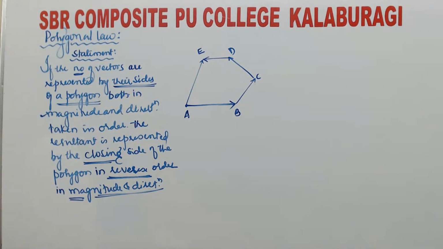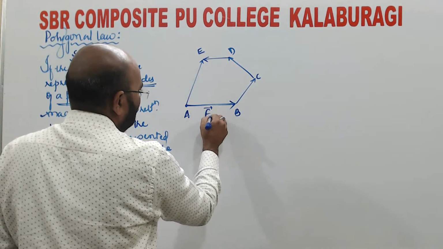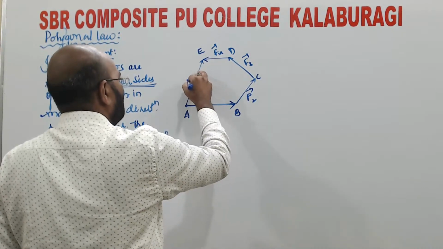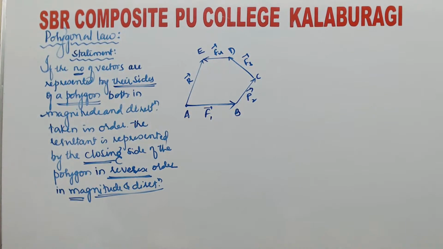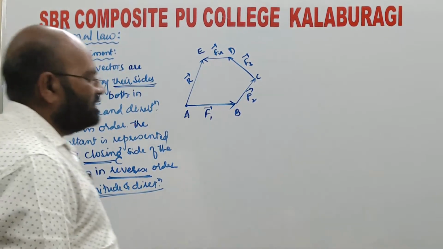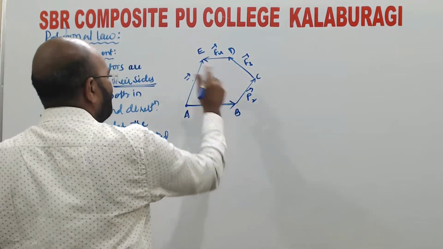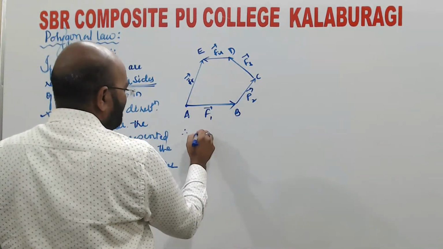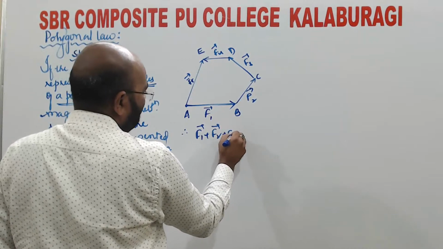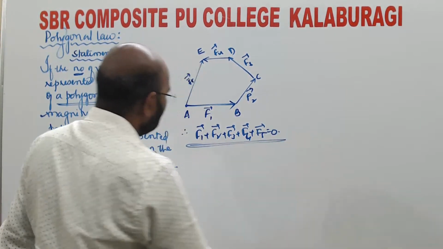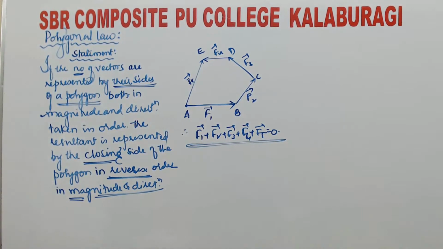This is what is called the polygonal law of vectors. So we can write this as F1 vector, this is F2 vector, this is F3 vector, and this is F4 vector, and this we call the resultant vector. For the addition, we can also write the resultant continuously as F5. Therefore, by addition, F1 vector plus F2 vector plus F3 vector plus F4 vector plus F5 vector is equal to 0. This is called the polygonal law of vector addition.